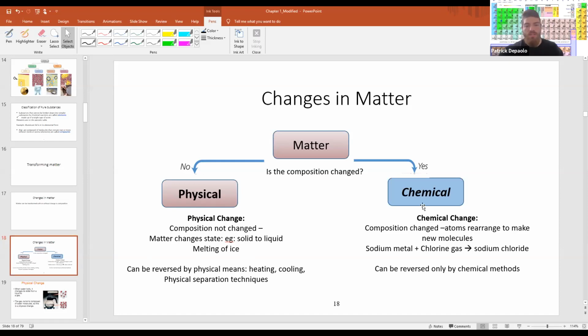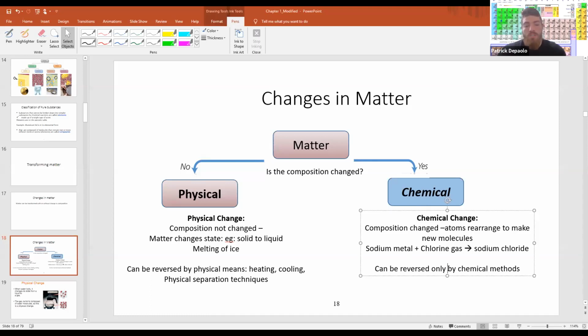Then chemical change. A chemical change is where the atoms or molecules are rearranged into new atoms and molecules. An example is that this encompasses every chemical reaction. Chemical reaction is the definition of a chemical change. For example, you have sodium metal and chlorine gas. They react together to make sodium chloride. So that's a reaction you can do in a laboratory.